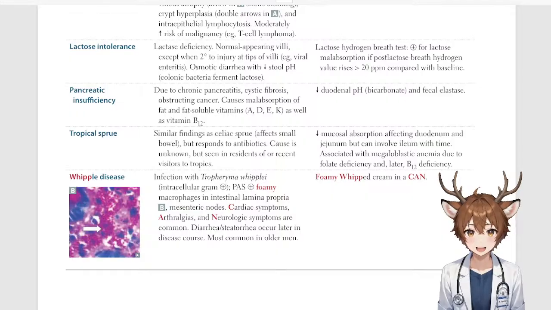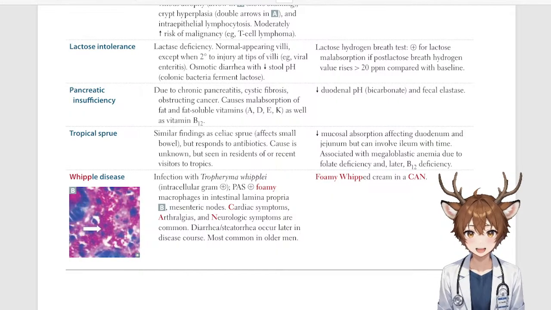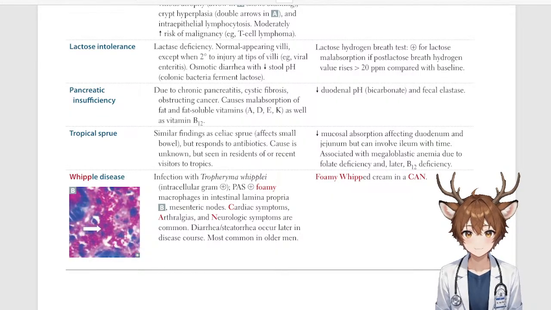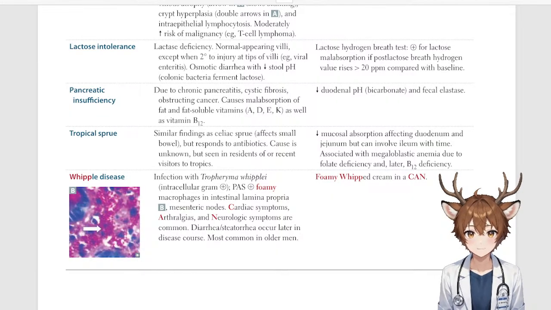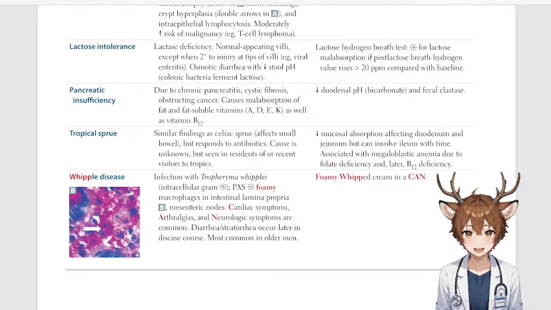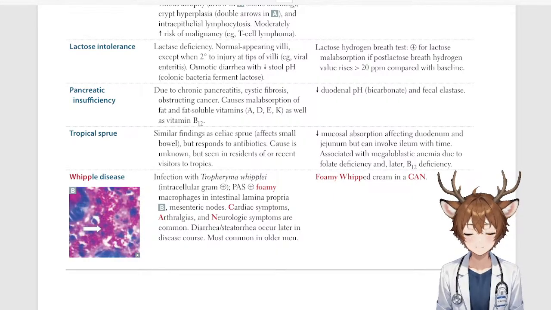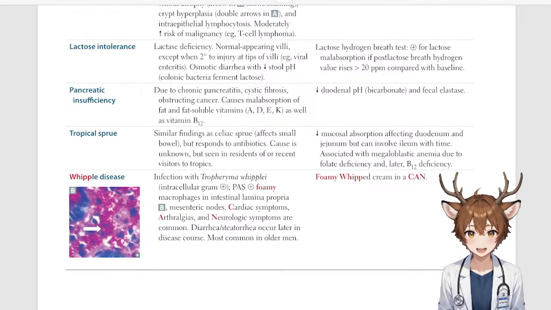Okay, what about tropical sprue? Similar findings as celiac sprue. Affects small bowel but responds to antibiotics. Cause is unknown but seen in residents of or recent visitors to tropics. Decrease in mucosal absorption affecting the duodenum and jejunum but can involve ileum with time, associated with megaloblastic anemia due to the folate deficiency and later the B12 deficiency.